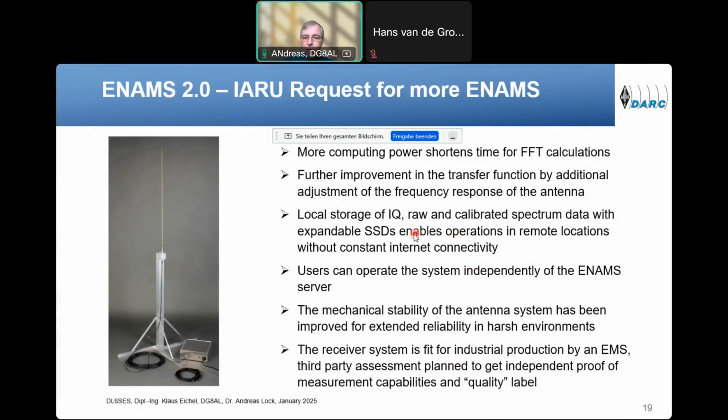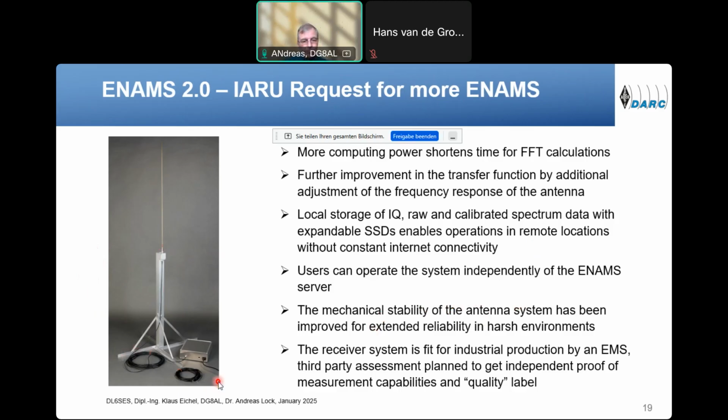We have the local storage of IQ, raw, and calibrated data. And the system can be operated without access to the server and without internet connection. The mechanical stability of the system has been very much improved. You can see it here on the right-hand side. So it's a very stable setup now, and it's improved for use in harsh environments.